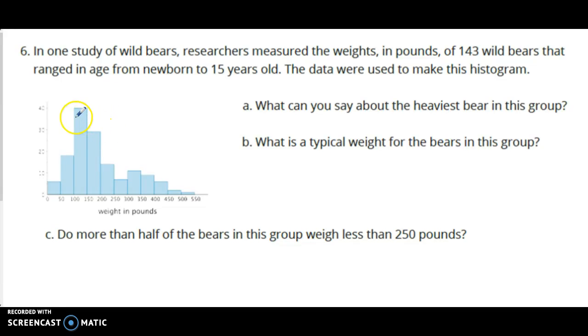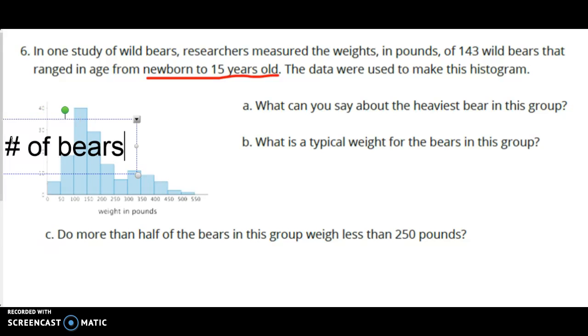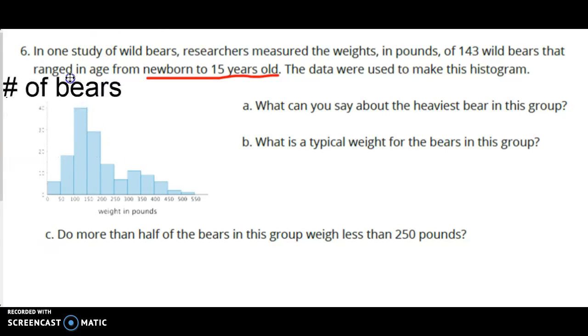Okay, so all of these bears are different ages. We're not sure exactly how old they are, but we know the range is from newborn to 15 years. What we're looking at on the left is the number of bears. They don't exactly label this line, so we want to go ahead and label that y-axis. Number of bears is on this side. So it looks like most bears are ranging between 100 and 150. That has the most number of bears. It's around 40-ish, and then it goes down to about 30 bears from 150 to 200.